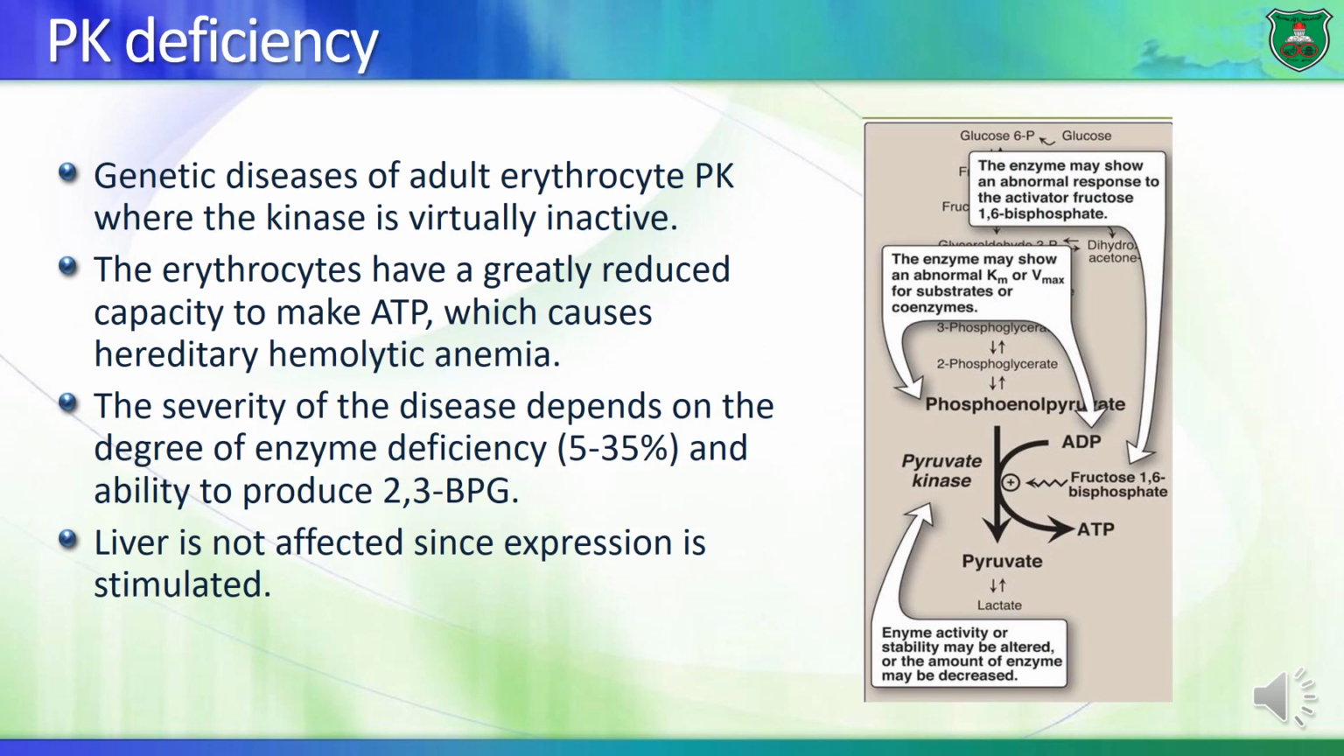There are conditions related to pyruvate kinase deficiency. These conditions are genetic, so they are hereditary. And in these conditions, the enzyme is not really that active. Mainly these are caused by single point mutations, and what they would do is that they would reduce the ability of erythrocytes or red blood cells to produce ATP, resulting in hemolytic anemia.